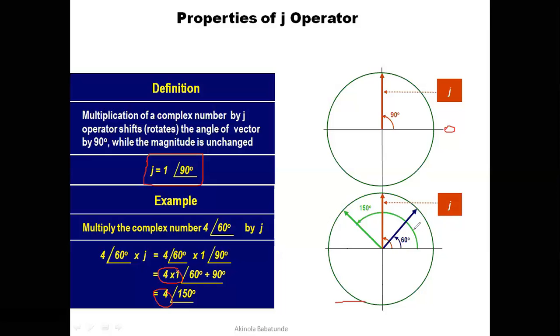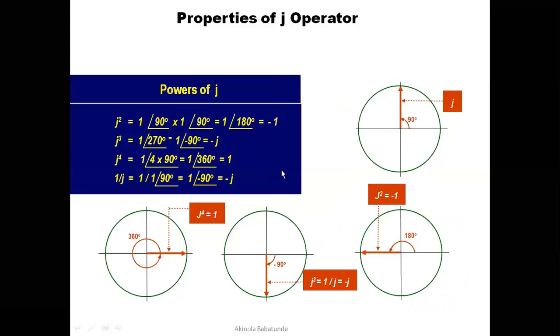And then the resultant will give us 150, as you can see here. So you can see what it looks like. This graph shows us the representation of both J alone, then the complex number given to us, and then the resultant when both of them are multiplied together. This is exactly what we obtain. So you should be able to interpret this.